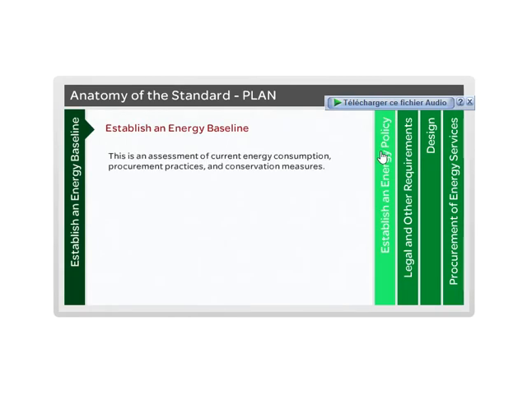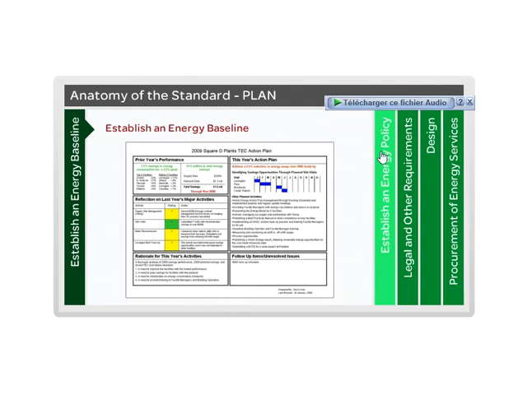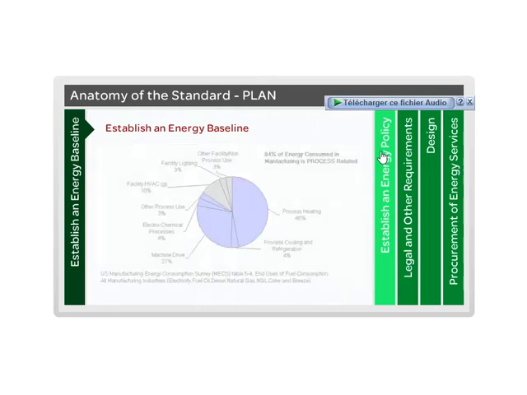This is an assessment of current energy consumption, procurement practices, and conservation measures. This tells us how to do an assessment and shows what an energy assessment should include and what the scope of the assessment should be. It should include everything, process too, not just the building envelope and not just lighting. On average, 84% of energy used within a manufacturing facility is in the manufacturing process, not in the building systems. So the assessment needs to include the process equipment for the biggest impact.